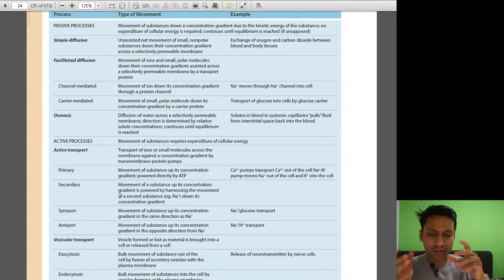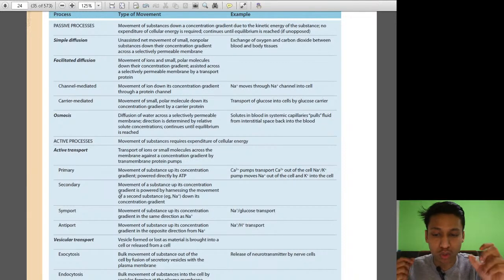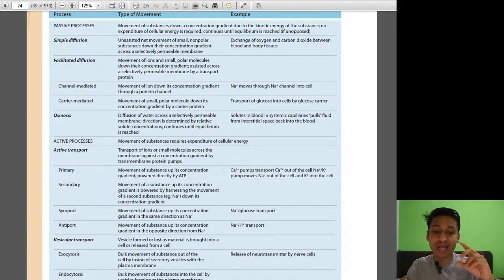Symport and antiport, very similar things. Symport is movement of substance up its concentration gradient in the same direction as Na plus. Whenever we are talking about symport and antiport, we always remember that we are talking about sodium ions mostly. So symport is the movement against the concentration gradient, but it has to be in the same direction as sodium. They both will move together. And in the antiport, it has to be opposite to the sodium direction.